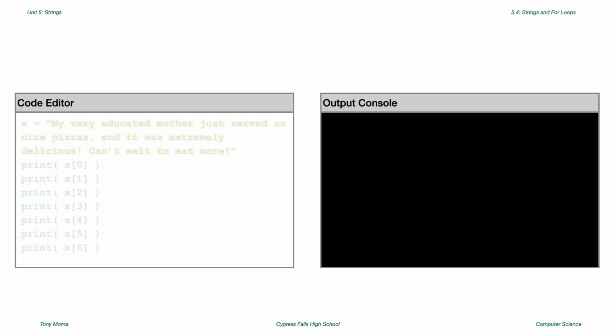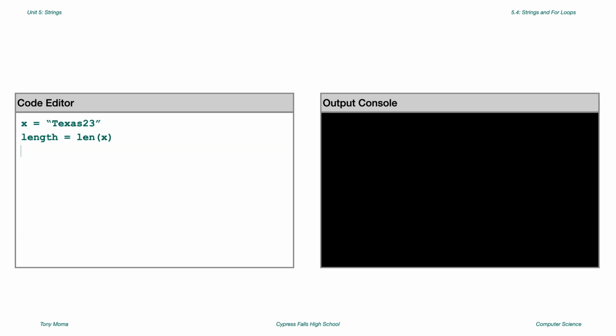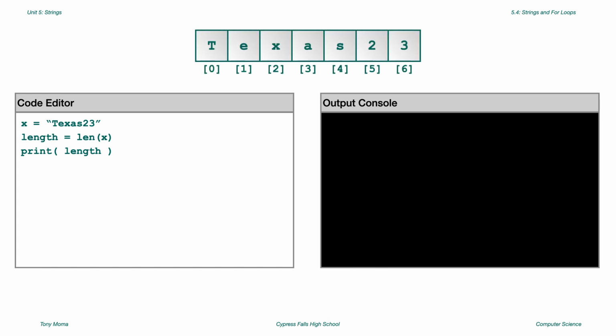But before we get to that, consider the following 3 lines of code. In the first line, I once again declare a variable named x and set it equal to Texas 23. Then in the second line, I call the len method on x and store the result in a variable called length. Then in the next line, I print that value for length, which of course will be 7, because as we've discussed in earlier videos, the len method counts the number of characters in the string, and currently x has 7 characters. Now, suppose I use that length variable inside of a for loop.